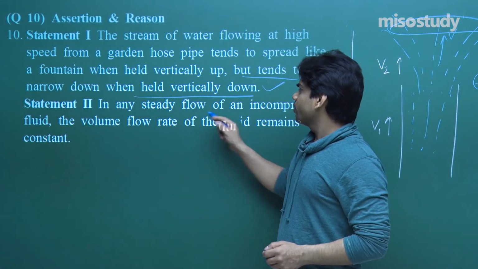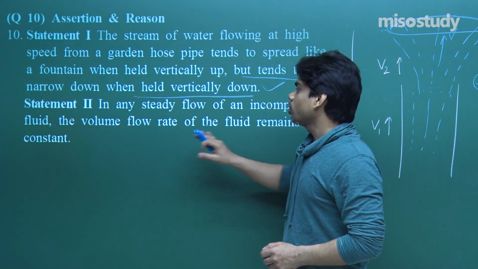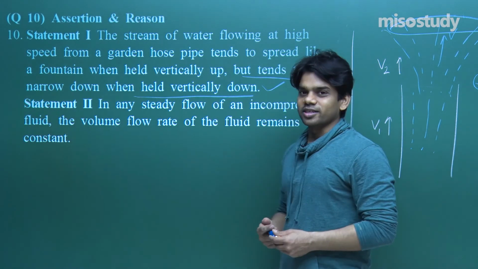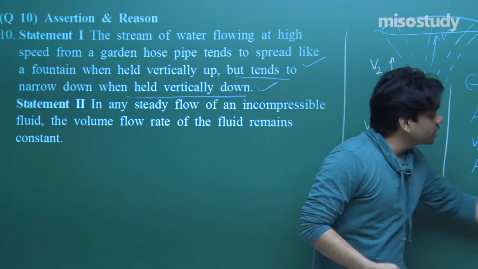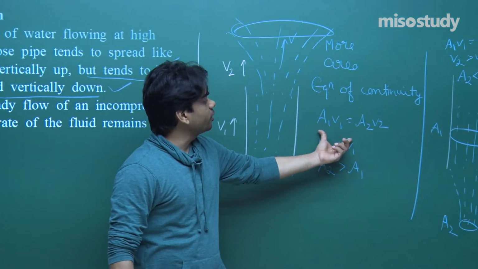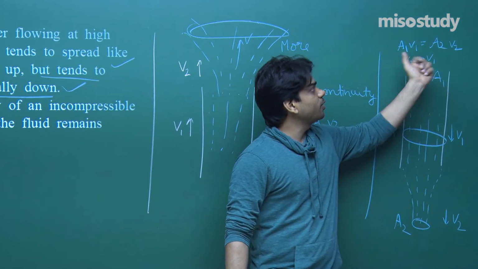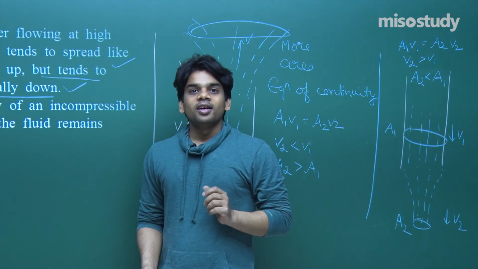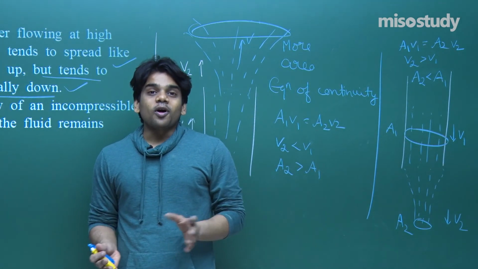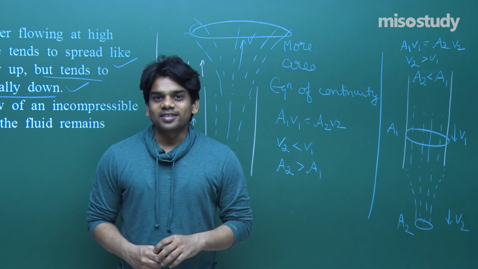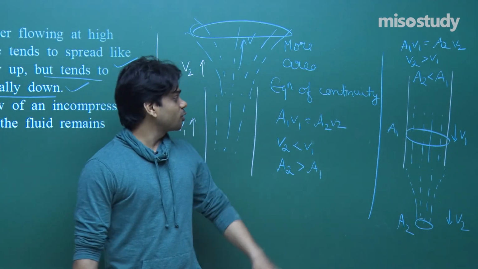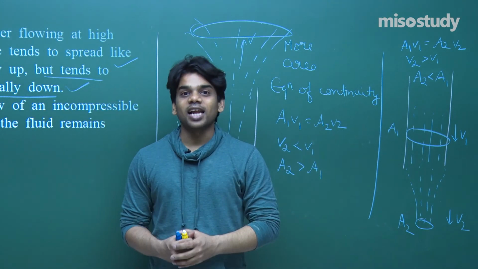Statement 2: in any steady flow of an incompressible fluid, the volume flow rate of the fluid remains constant. Now see, to explain both the situations, I have used the equation of continuity, A1 V1 equals A2 V2. This equation comes because in steady flow, at any point the volume flow rate is the same. Only then this equation comes, as I have taken in the class also.